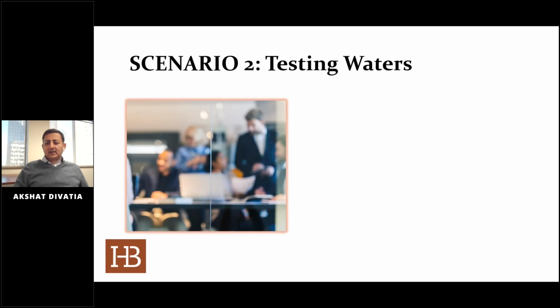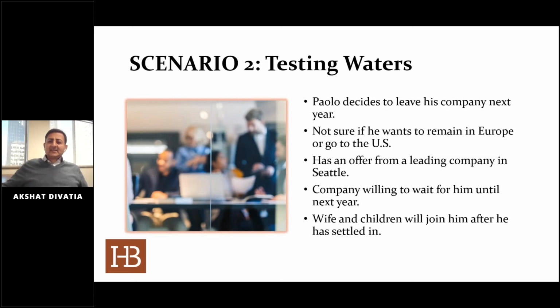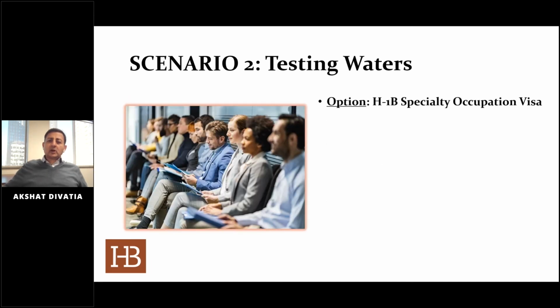Now, let's say in another scenario, Paolo really decides to leave his company next year. He's not sure if he wants to stay in Europe or if he wants to come to the US. He has an offer from a leading company in Seattle. The company is willing to wait for him until next year, until he makes up his mind. And his wife and children are not going to come with him right away, but they will eventually want to come in once the academic year is completed in the children's schools. So under that particular scenario, the most common option I see is that of the H-1B specialty occupation visa.